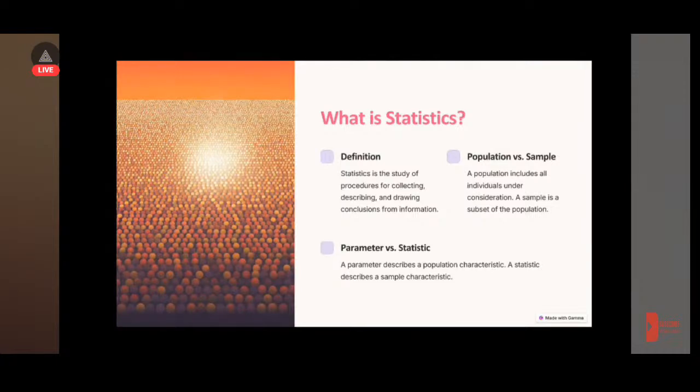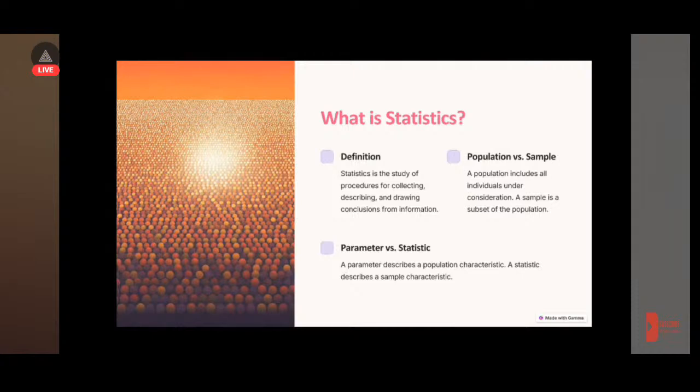Statistics is the study of procedures for collecting, describing, and drawing conclusions from information. And in statistics, we have two things that we need to talk about. The first is the population, and the second is the sample. What is a population? A population includes all individuals under consideration, while a sample is a subset of the population. For example, when we talk about all the students of the University of Louisiana, that is our area of interest, then that's going to be the population. But when I'm talking about students doing elementary statistics, those are a subset of the entire population of students. That is a sample.